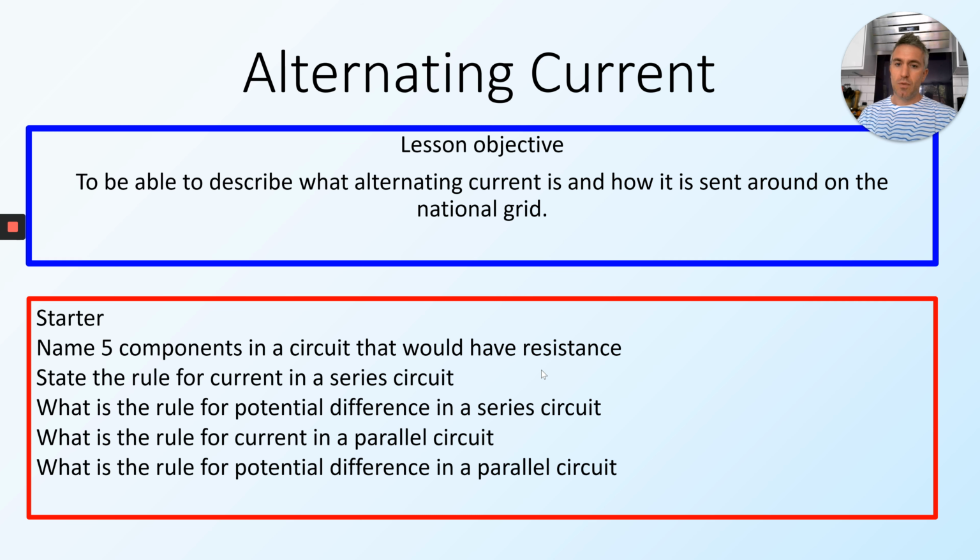But let's start us off. Let's review some of the things we've done in the past. Name 5 components in a circuit that would have some kind of resistance. What's the rule for current in a series circuit? What's the rule for potential difference in a series circuit? What's the rule for current in a parallel circuit? And what is the rule for potential difference in a parallel circuit? Simple rules. Make sure you don't get them mixed up. Pause the video and answer those questions before we go any further.